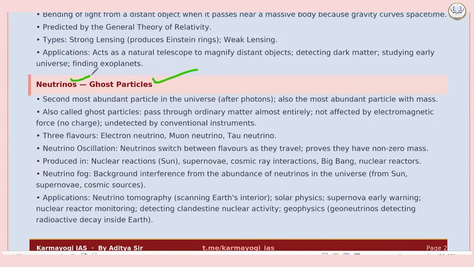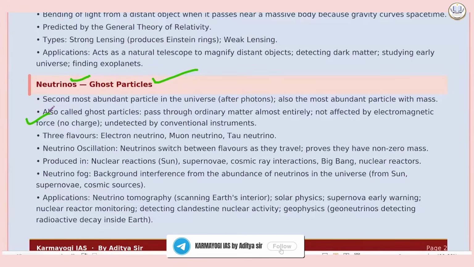Now see the neutrinos. It is the second most abundant particle in the universe after photons. Photon is the most abundant one. Also, the most abundant particle with mass is the neutrino. It is also called the ghost particle. It passes through ordinary matter almost entirely. It is not affected by the electromagnetic force, no charge. It is undetected by conventional instruments. There are 3 flavors: electron neutrino, muon neutrino, and tau neutrino.